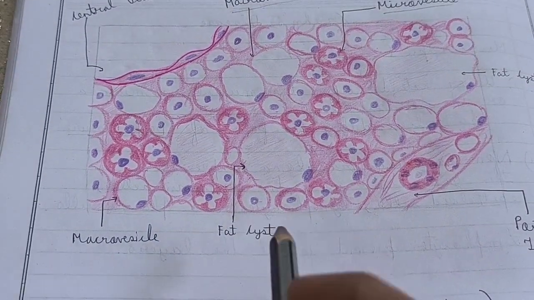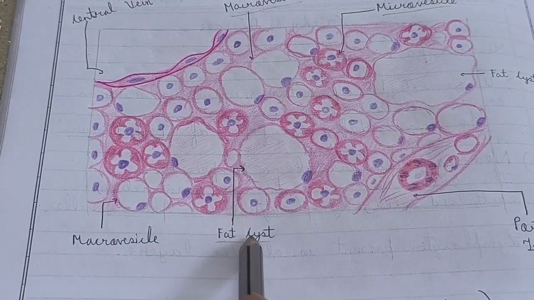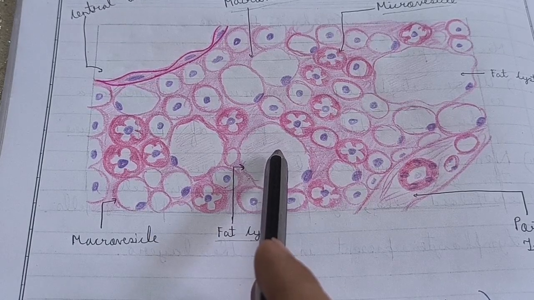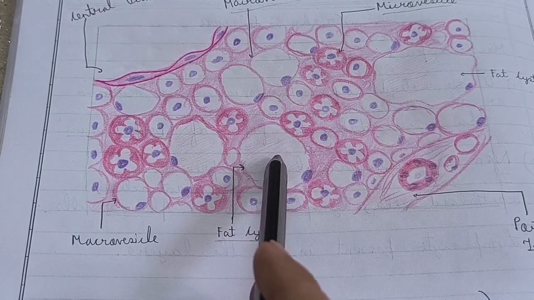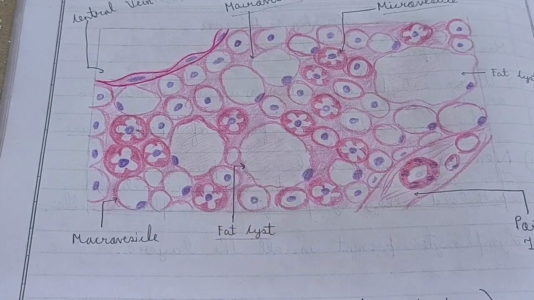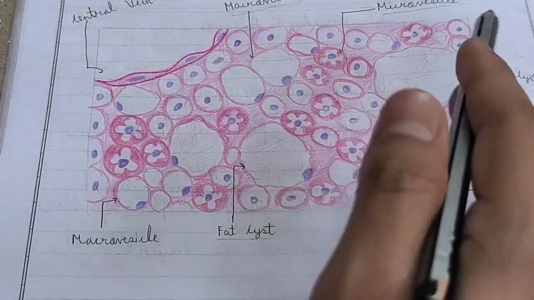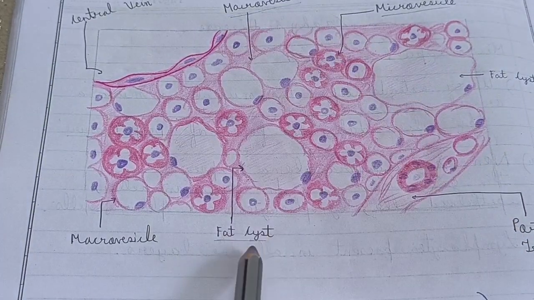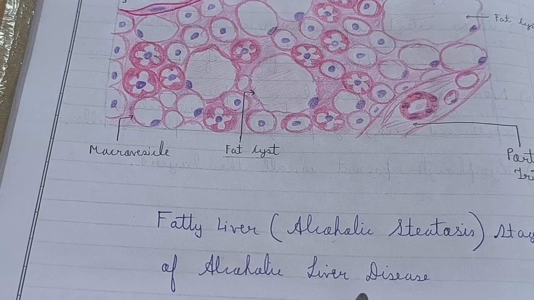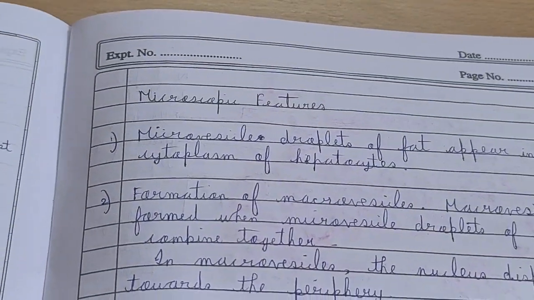Now the third abnormal structure is the formation of a fatty cyst, or fat cyst. When the hepatocytes containing these fat molecules burst, the fat cyst is formed. So these are the main abnormal structures found in the histopathology of the fatty liver stage of alcoholic liver disease.